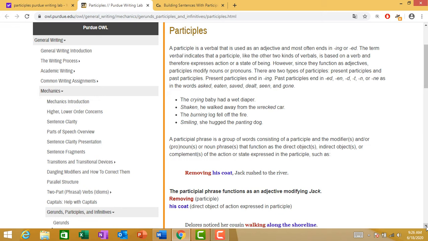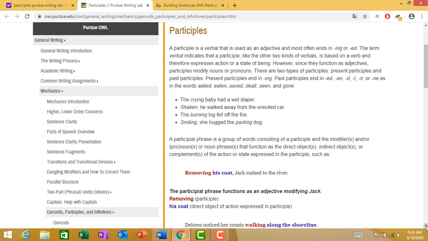was crying. The second sentence: Shaken, he walked away from the wrecked car. The burning log fell off the fire. Smiling, she hugged the panting dog.